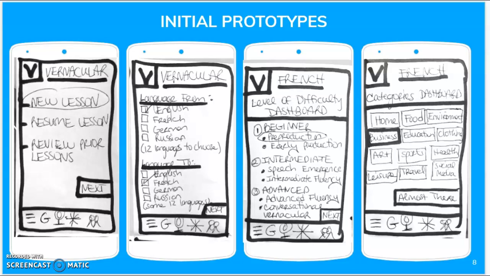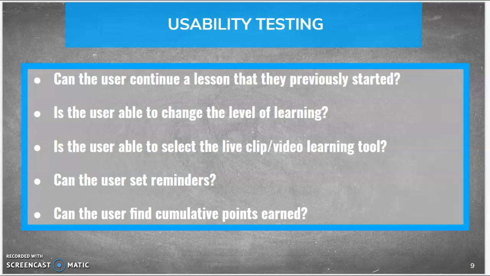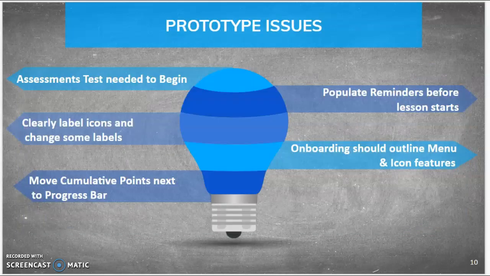travel, or social media. For my prototypes, I did recruit 3 testers, and I had them complete 5 specific tasks. The first task was, can the user continue a lesson that they previously started? Is the user able to change the level of learning? Is the user able to select the live clip video learning tool? Can the user set reminders? And can the user find the cumulative points earned? After all the testing was completed, the following prototype issues were identified.